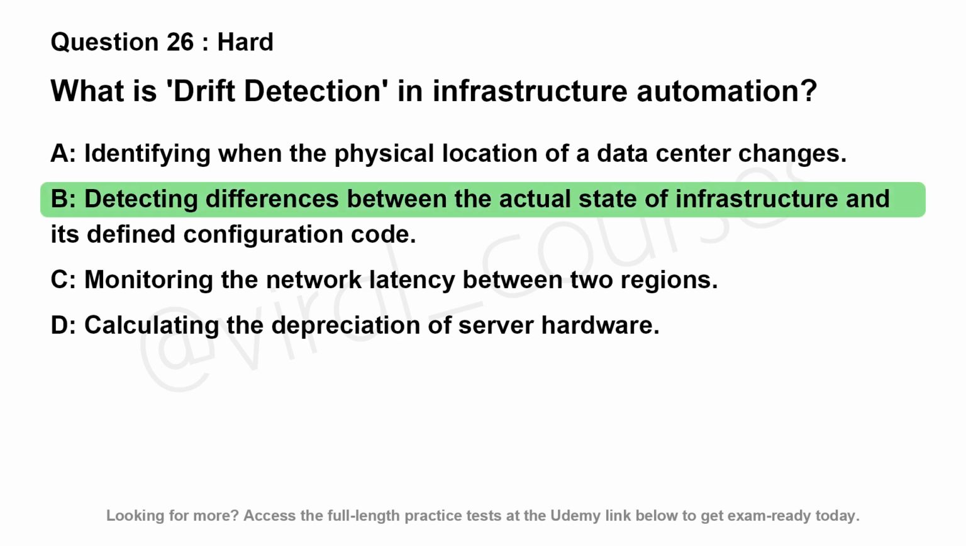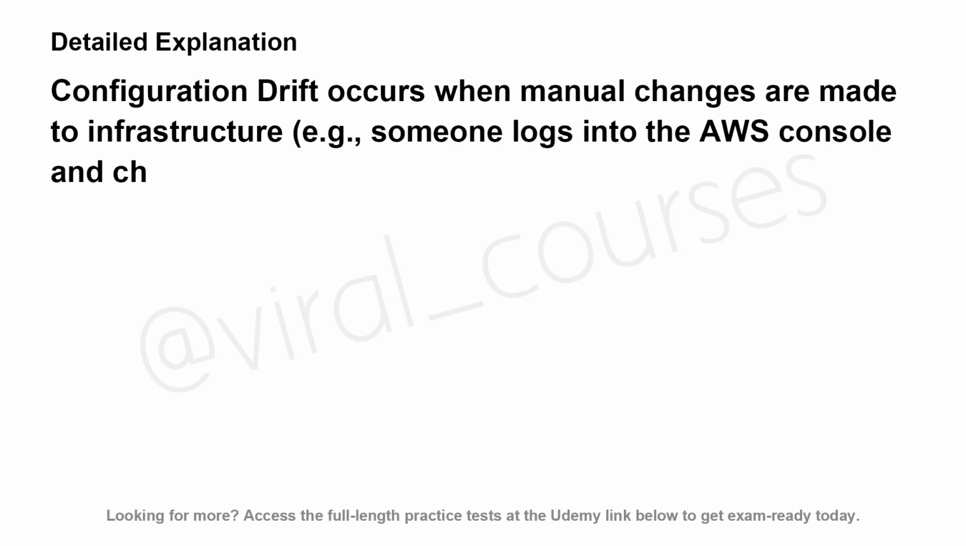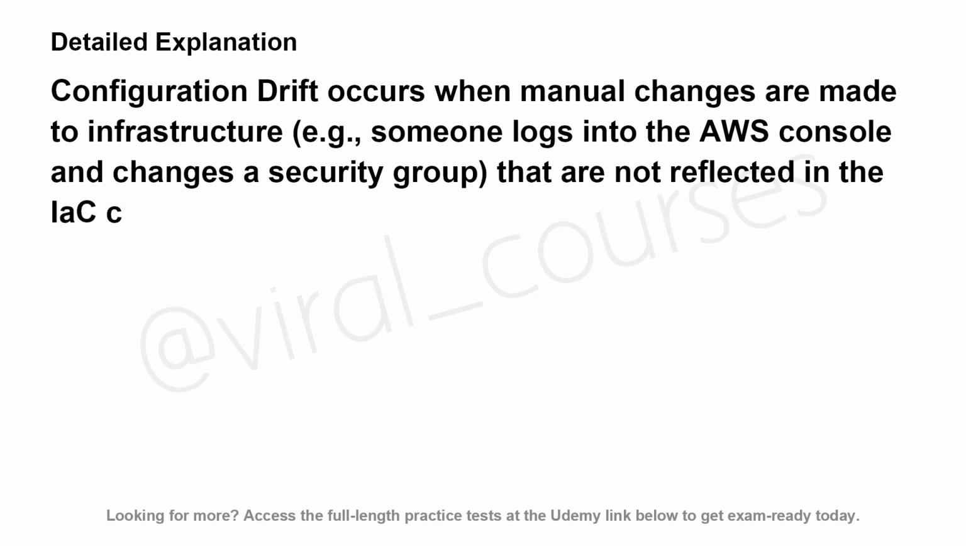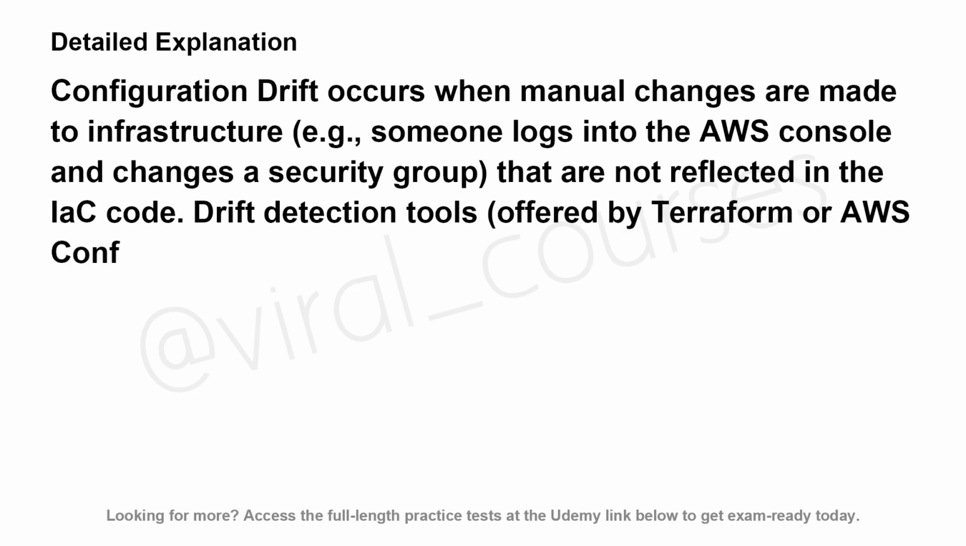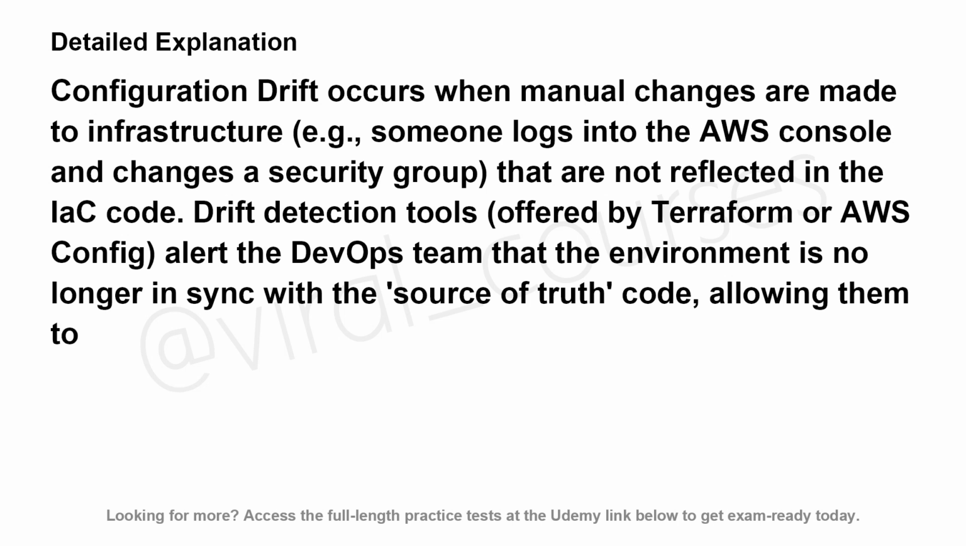The correct answer is B. Configuration drift occurs when manual changes are made to infrastructure. For example, someone logs into the AWS console and changes a security group, and the change is not reflected in the IaC code. Drift detection tools, offered by Terraform or AWS Config, alert the DevOps team that the environment is no longer in sync with the source of truth code, allowing them to remediate the change.